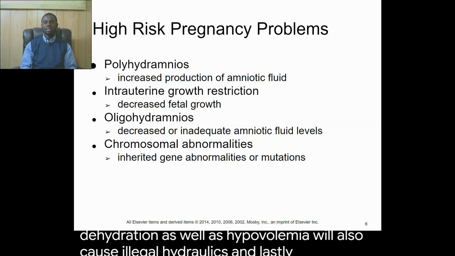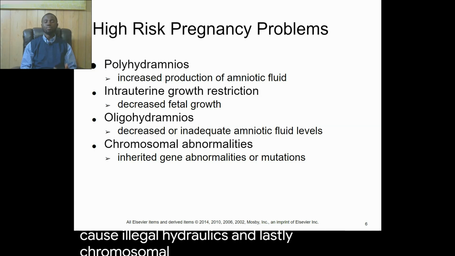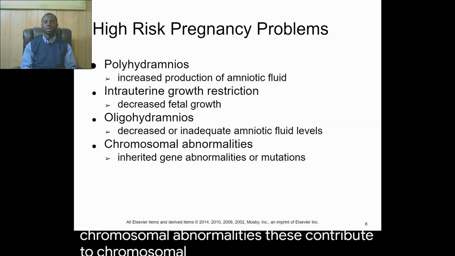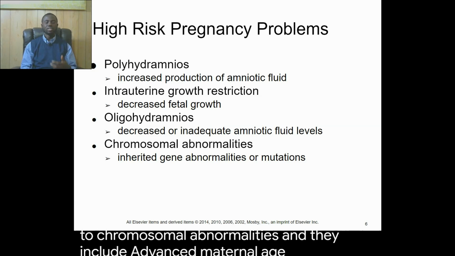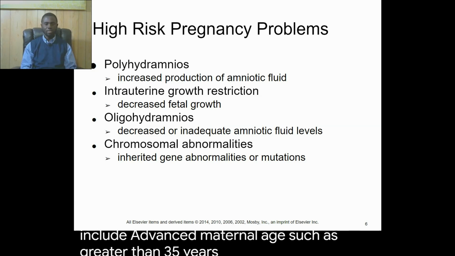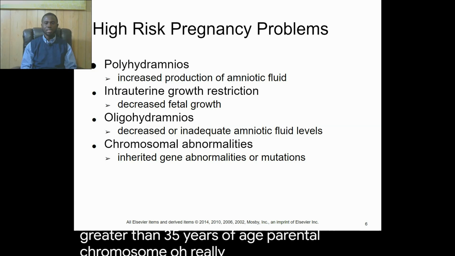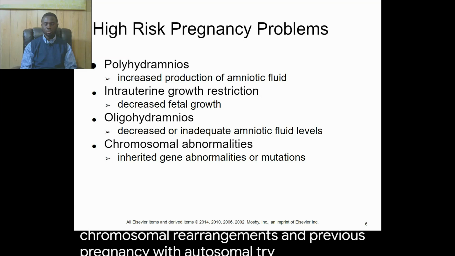And lastly, chromosomal abnormalities. These contribute to chromosomal abnormalities, and they include advanced maternal age such as greater than 35 years of age, parental chromosomal rearrangement, and previous pregnancy with autosomal trisomy.